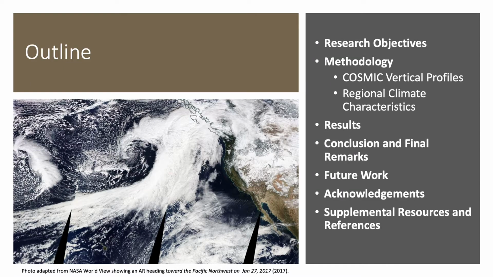So first of all, I'm going to show an outline of what we plan to talk about in this discussion. I'm going to talk about research objectives first, then come down into the methodology, what are the COSMIC vertical profiles, how did we use them, and then regional climate characteristics, what data sets we used, etc. Go into the results, then talk about conclusion and final remarks, then go into some future work and present work that I'm actually doing right now, give some acknowledgments, and there's supplementary resources and references at the end of this talk.